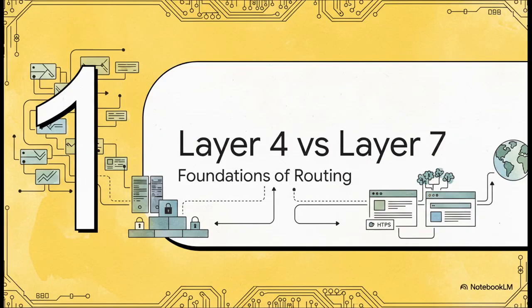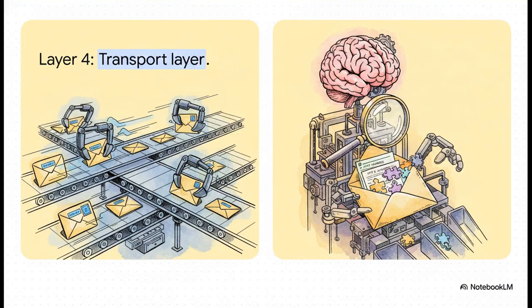Part 1, Layer 4 versus Layer 7, the absolute foundations of traffic routing. Think of this whole thing kind of like a giant mail sorting facility. Layer 4 operates at the transport layer. It's like a postal worker who only glances at the outside of the envelope, the IP address and port, to route it blazingly fast. It is totally blind to what's actually written inside.